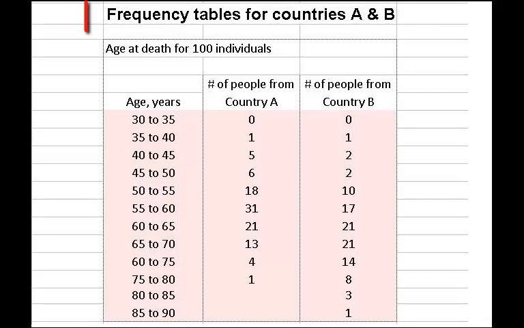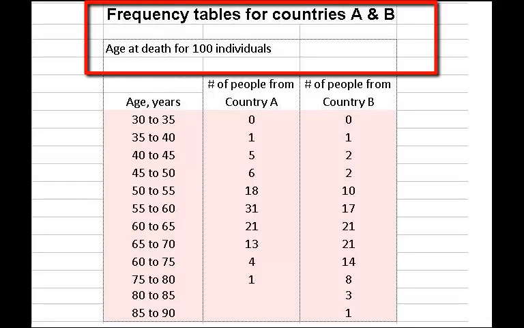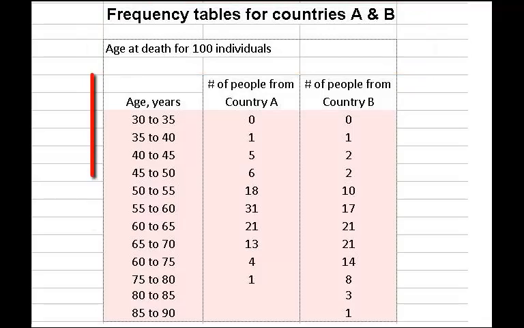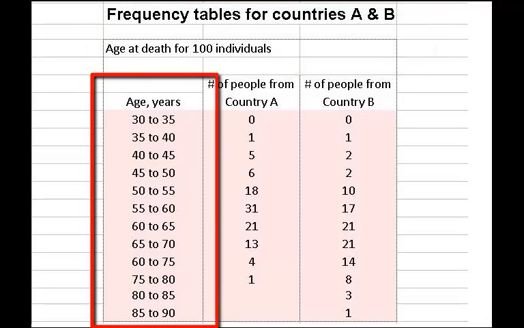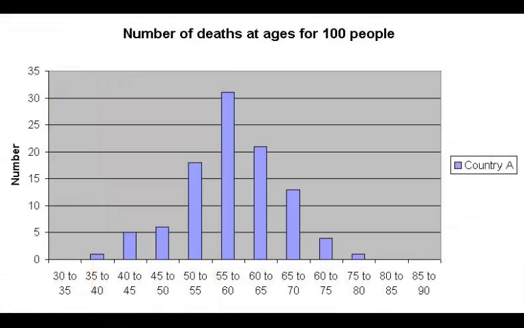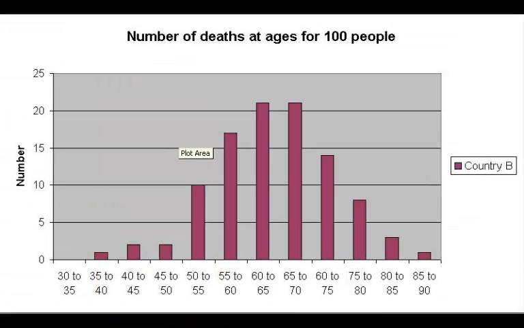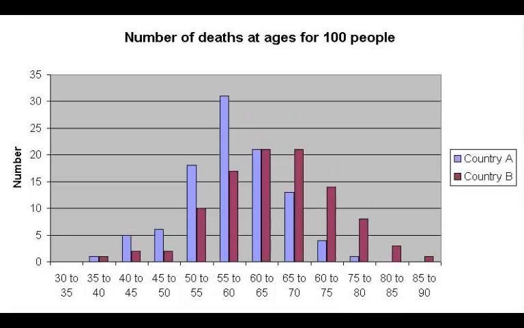Another way that we can analyze our data is to tabulate the frequency of each age of death. For ease of recording, we have grouped the data into age categories. Next, we created bar graphs for each of the two countries, and then together in one bar graph so we can make some comparisons. We're now going to relate the bar graphs to the normal distribution.